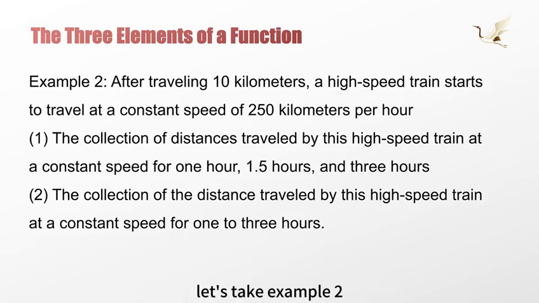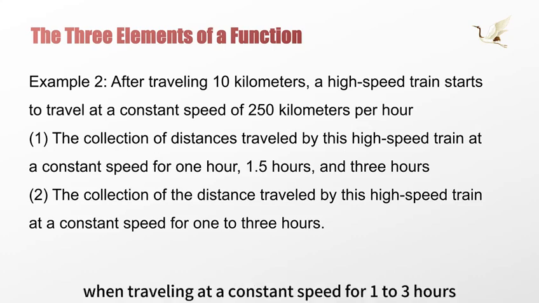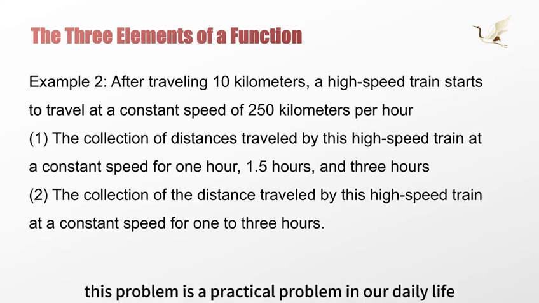Let's take example 2. After traveling 10 kilometers, a high-speed train begins to run at a constant speed of 250 kilometers per hour. The first question is the collection of distances traveled by this high-speed train at a constant speed for 1 hour, 1.5 hours, and 3 hours. The second question is the collection of the distances traveled by this high-speed train when traveling at a constant speed for 1 to 3 hours. This problem is a practical problem in our daily life.